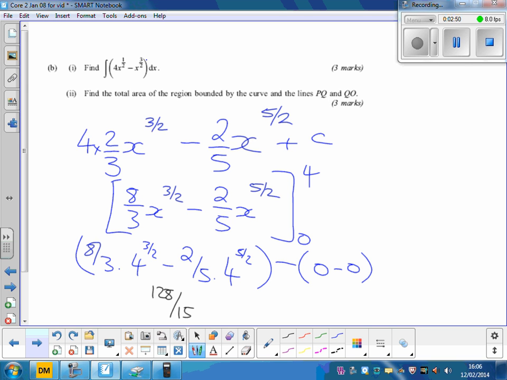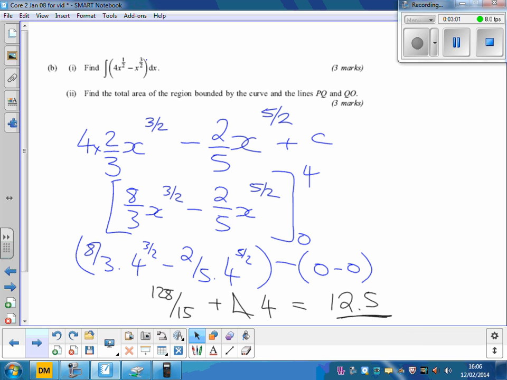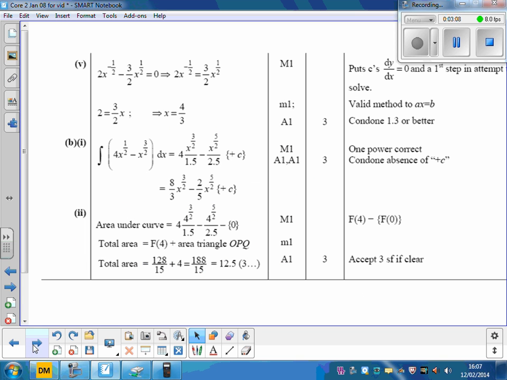2 marks there, it's only worth 3, but then we've also got our triangle. And you might remember our triangle bit was 4, and so our grand total is 12.5. It's 12.53 and a bit. 12.5 is the answer you're looking for there, or 188 over 15. So there's the final bit of that answer.